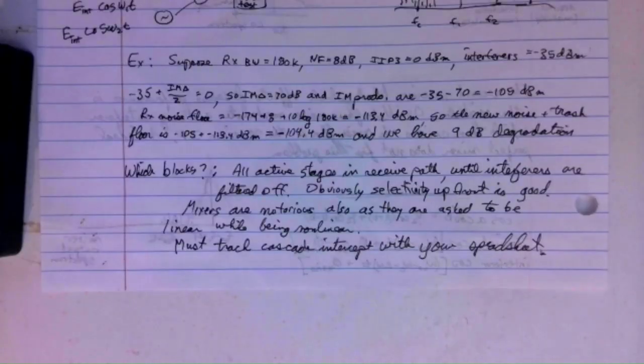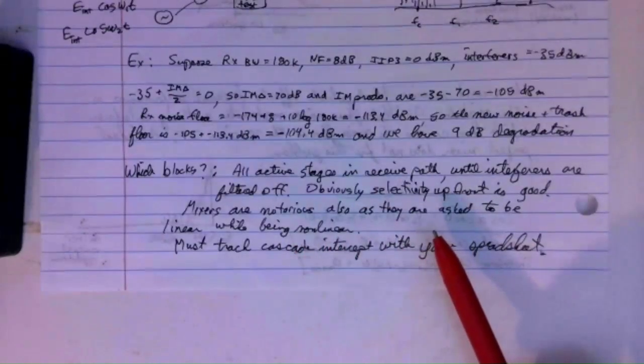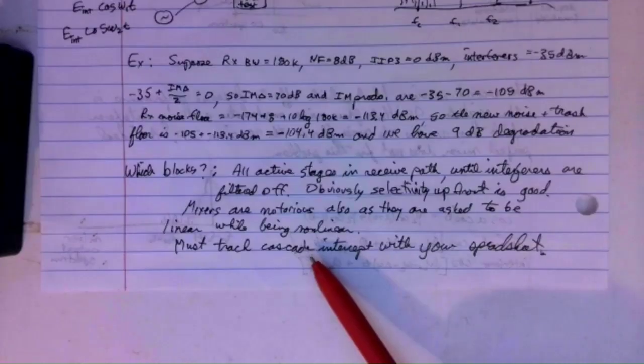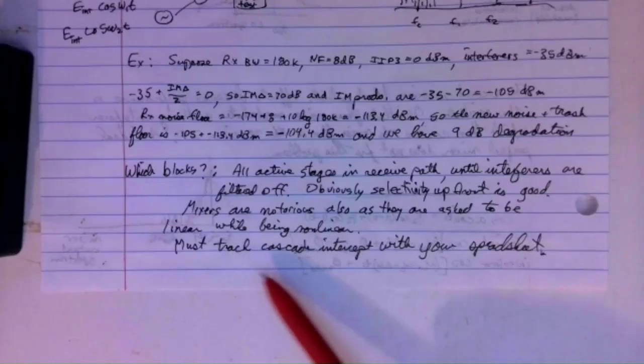And then you can also see at what levels the different stages go into compression, and just make sure that you don't have some stage up front going into compression too early. All right, so mixers are notorious because we ask them to be linear and nonlinear at the same time. It won't mix if it's linear, but then we want it to be linear in terms of intercept points. And then lastly, track your intercept point with your spreadsheet.